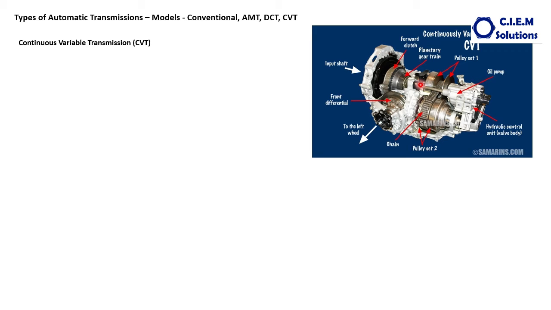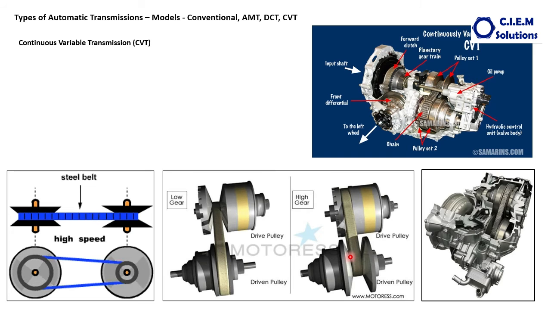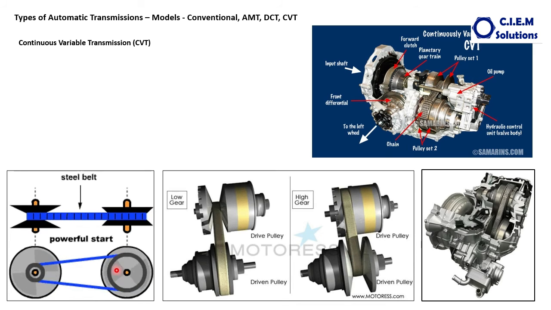CVT, continuously variable transmission. This will again have the transmission control module, oil pump, then the pulley. This is a very simple form of automatic transmission. It works basically on the principle of conical pulleys.